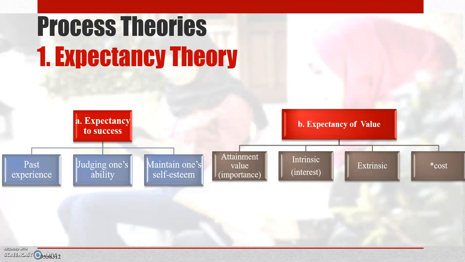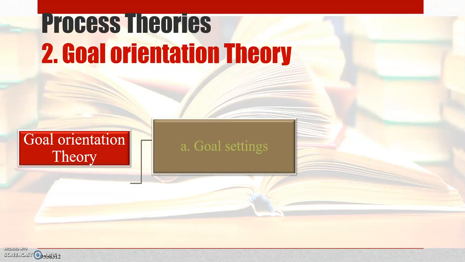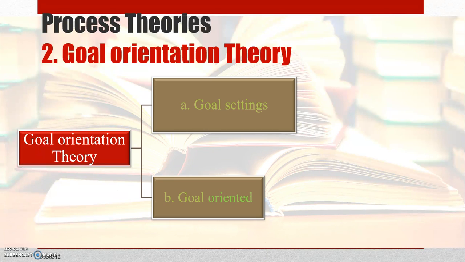And the cost: what is the time and effort that they need to exert to achieve their goals and to enhance their level of motivation? The second process theory is the goal orientation theory, and it has two factors. The goal setting, which is already set by the whole environment, either the educational goals or the whole society's goals.